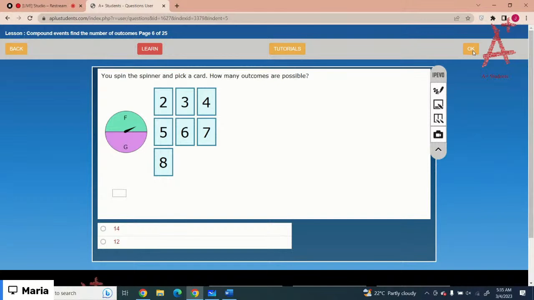You spin the spinner and pick a card. How many outcomes are possible? You have two options on the spinner and 7 cards. So the total outcomes are 7 times 2, and 7 times 2 is 14. Got it? That means the total outcomes are 14.